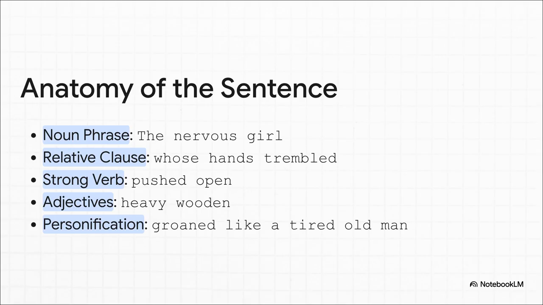And let's just quickly break it down. You can see every single tool we talked about all working together in perfect harmony. We have our noun phrase, our relative clause, the strong verb and adjectives, and that amazing final simile giving the door a soul. It's all there.